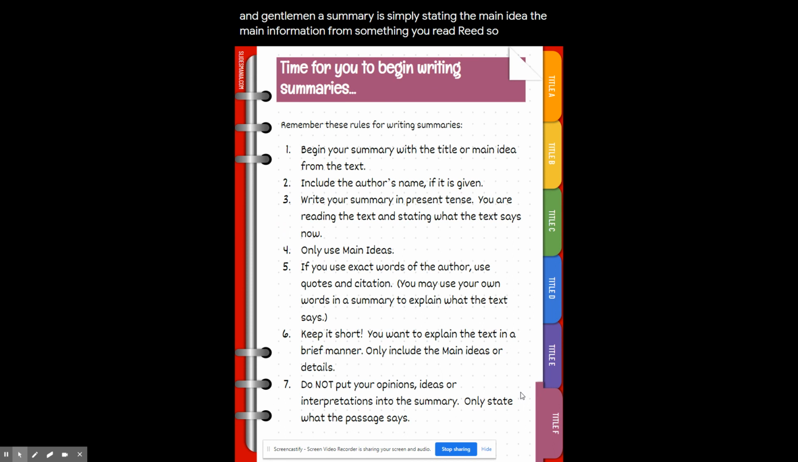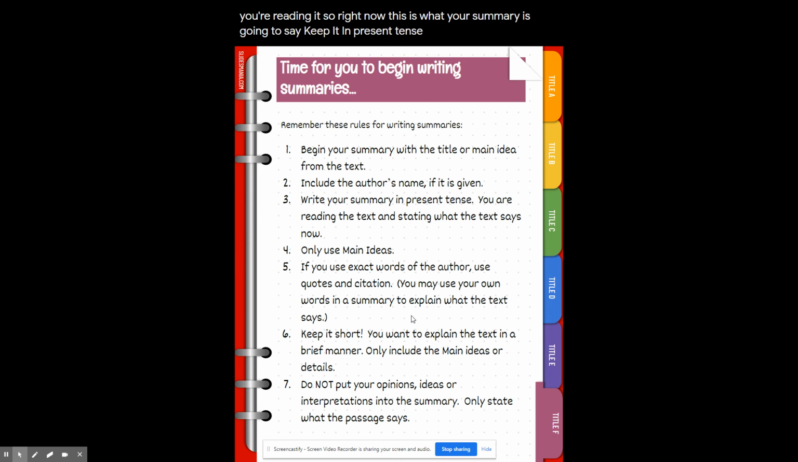So, it's time for you to begin writing summaries. Remember the rules for writing summaries. Begin your summary with the title or the main idea that you pull right out of the text. Include your author's name if it is given. Write your summary in present tense. You are reading the text and stating exactly what the text says now. Right now you're reading it, so right now this is what your summary is going to say. Keep it in present tense.